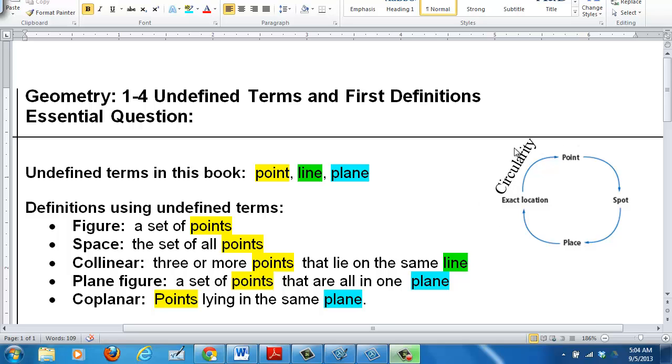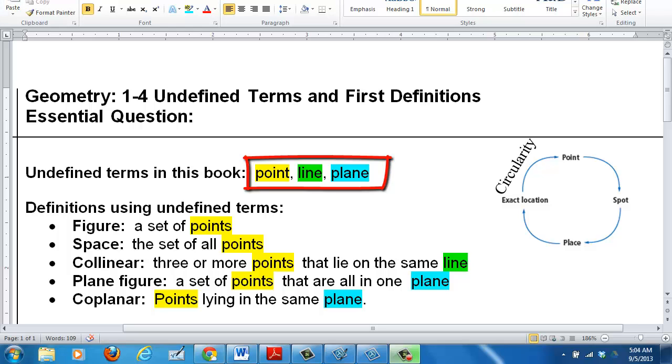The three terms that we're going to leave undefined in this book are point, line, and plane. Keep in mind that's something you're going to need to know, that we're purposefully leaving these three terms undefined. Now, we will also use those terms in other definitions.